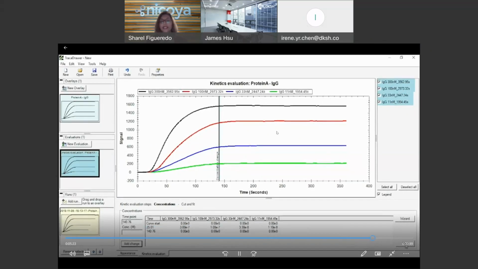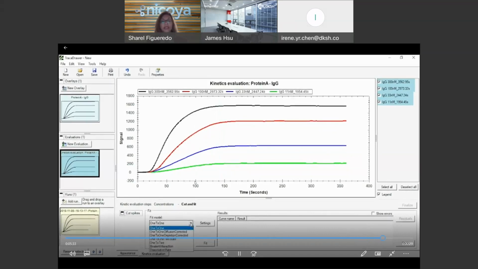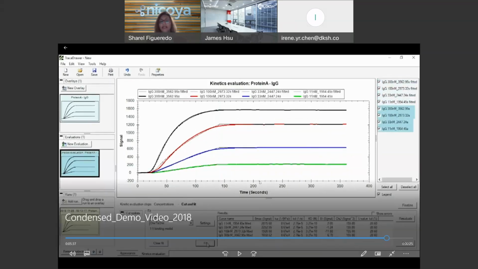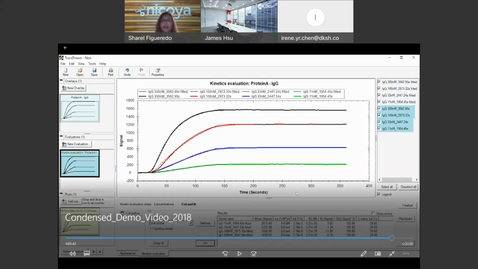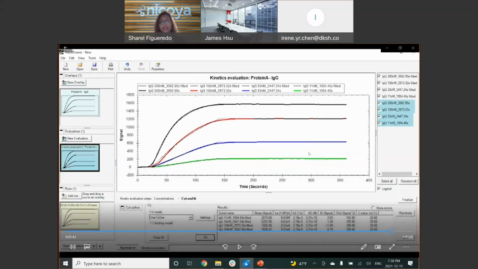And then if there's a slight change that's needed to adjust the association and dissociation time points, that can be done. We then select the stoichiometry based on the type of interaction, and that's the fit model. When you click on fit, the software is able to calculate the kinetics, which is the Ka, Kd, and the binding affinities. So this is the overview of the utilization of the Open SPR instrument and the data analysis.